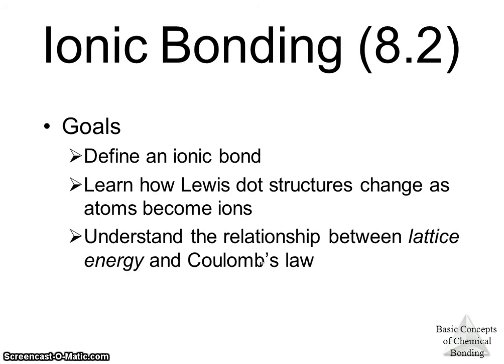This lesson is all about ionic bonding, section 8.2 in your book. And so the goals today are to define ionic bonding, learn how a Lewis dot structure changes as an atom becomes an ion, and then understand the relationship between a term called lattice energy and Coulomb's law.